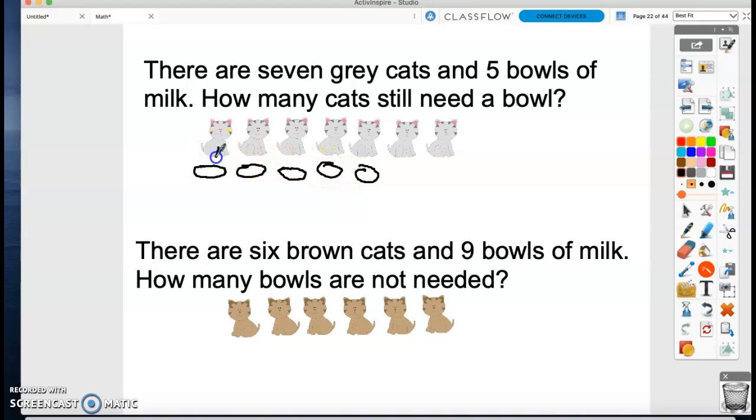So I know that this cat has a bowl, this one has a bowl, and I'm going to match them up so that I know how many cats have a bowl. Then I can see that this cat doesn't have a bowl and this cat doesn't have a bowl. So I know that these 2 cats still need a bowl. So how many cats need a bowl? 2 cats still need a bowl.